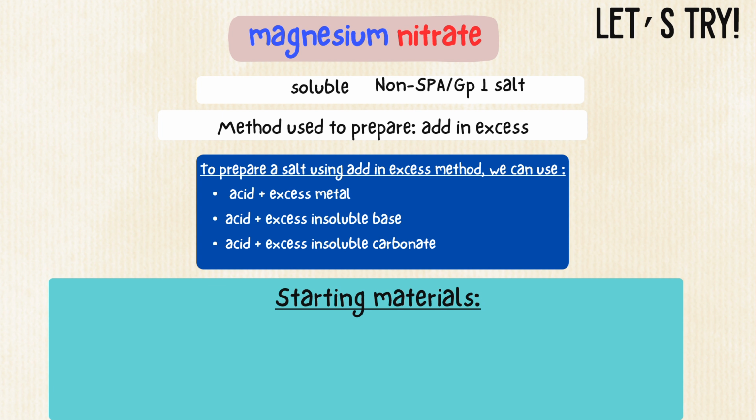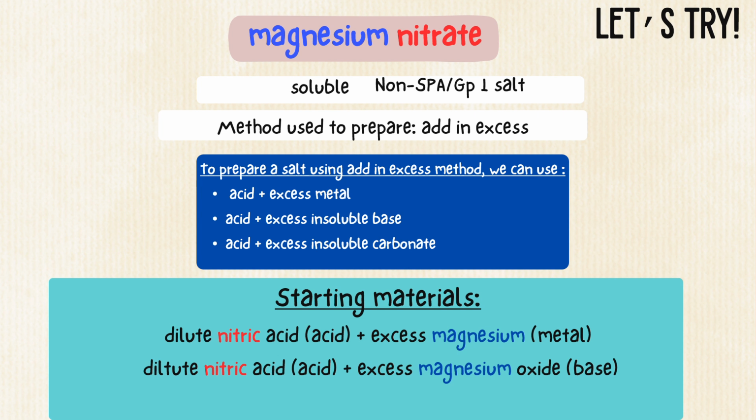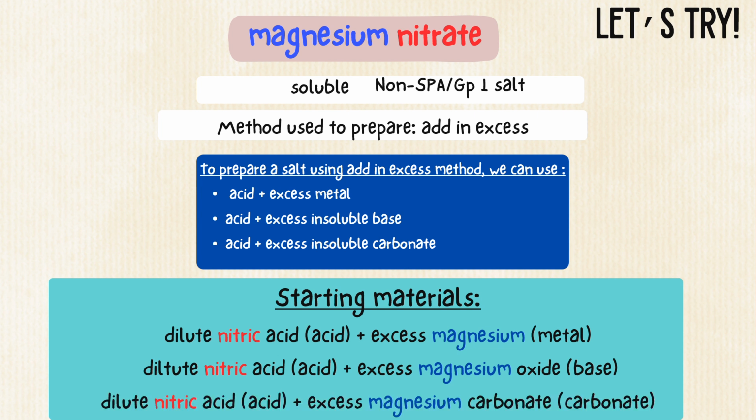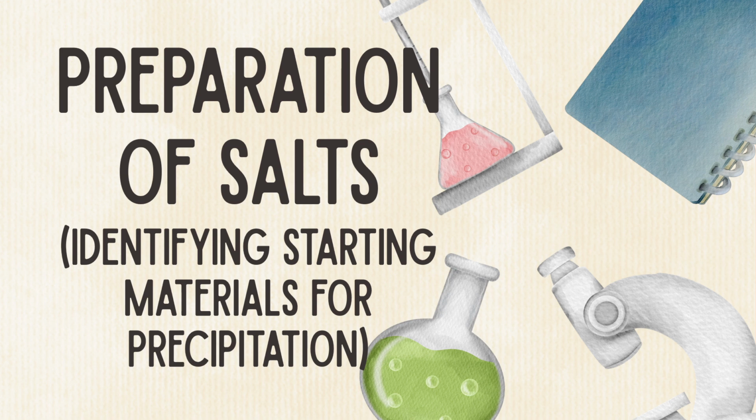As for magnesium nitrate, similarly we have to use the add in excess method. So the acid that we will use is nitric acid. The other starting material can be magnesium oxide or magnesium hydroxide, or you can use magnesium carbonate as well. For bases, although we can use oxides or hydroxides, I have a slight preference towards oxides because all oxides are insoluble. So it makes it easier. I don't have to think about whether it is soluble or insoluble.